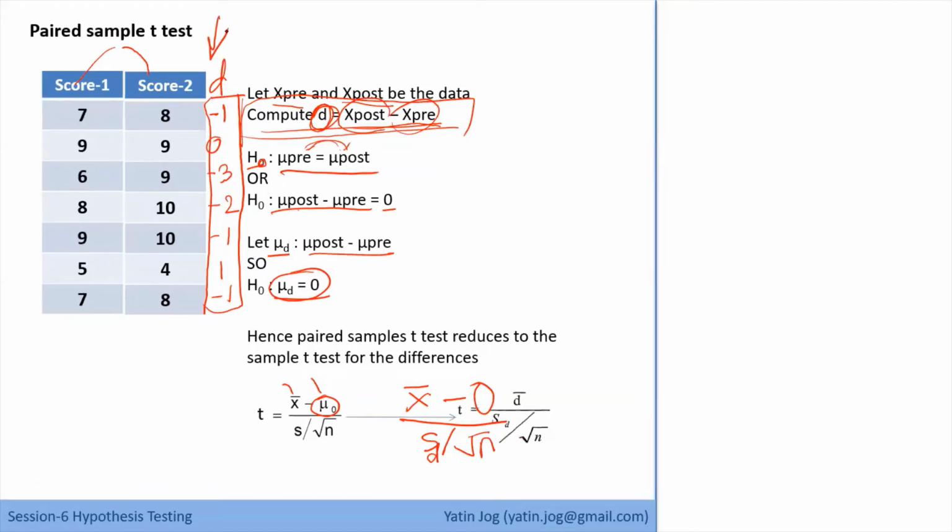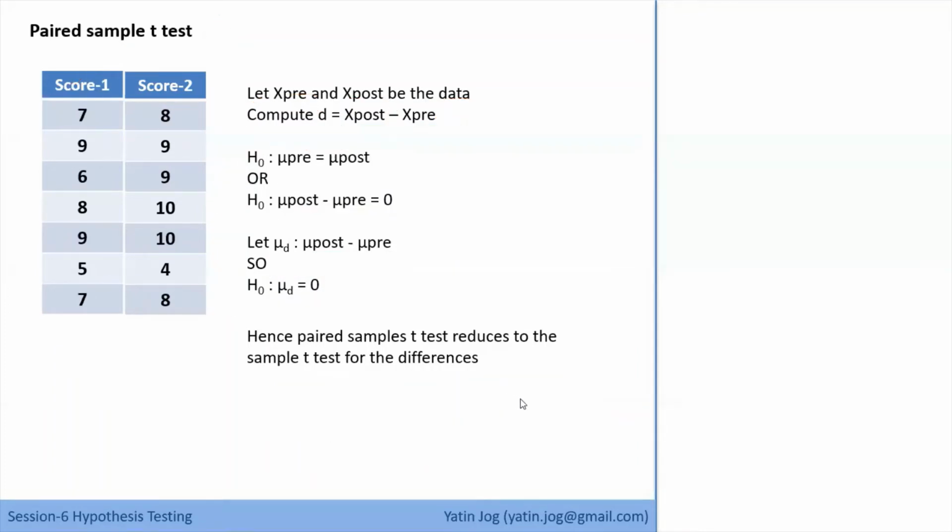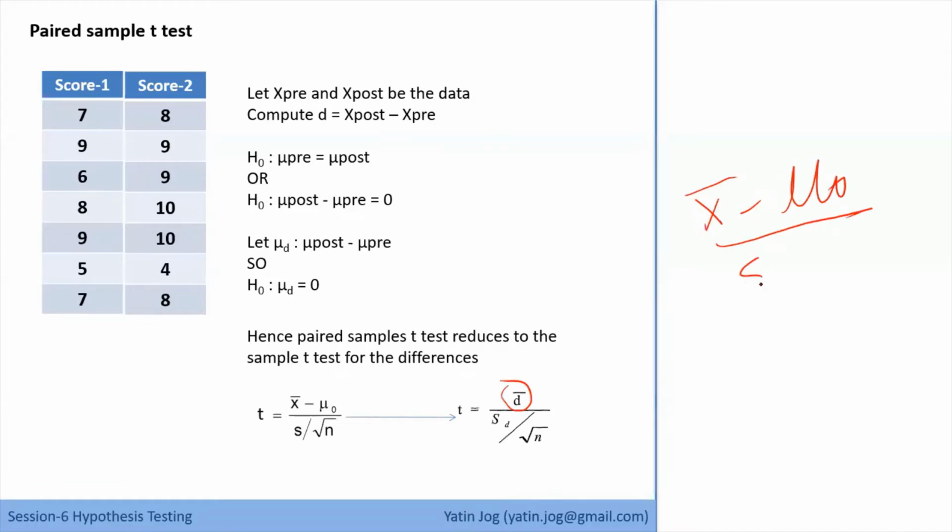And that's why if you look at the formula, t is equal to d bar divided by standard deviation of d divided by root n. That is the formula for t. So I'll just show you the formula. T is equal to d bar. Why is this d bar? The numerator says x bar minus mu naught divided by s upon root n, correct? That is why my t value is.